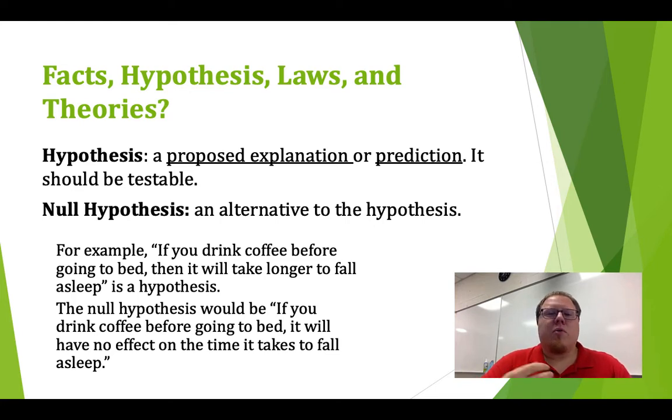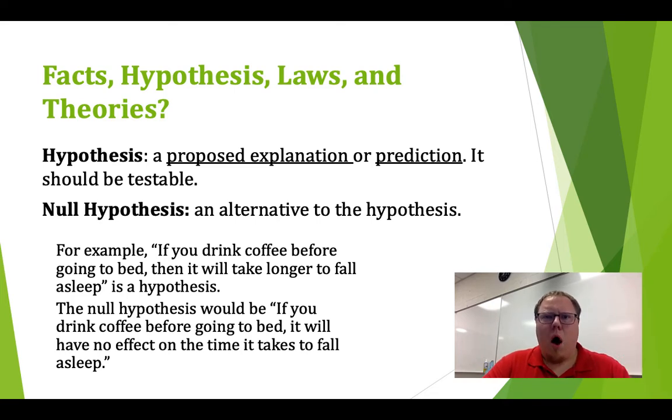Right? So an example, if you drink coffee before going to bed, then it's going to take longer for you to fall asleep. That is a hypothesis. Until you actually go and do this little experiment and collect some observations and facts, then it's a hypothesis. You don't have anything to support this idea. A null hypothesis in this case would be if you drink coffee before going to bed, it's going to have no effect on the time it takes to fall asleep. It's an alternative to that hypothesis, kind of nullifying it. All right? So if you have a hypothesis, there would also be a null hypothesis, kind of the exact opposite, kind of implied, if you will.